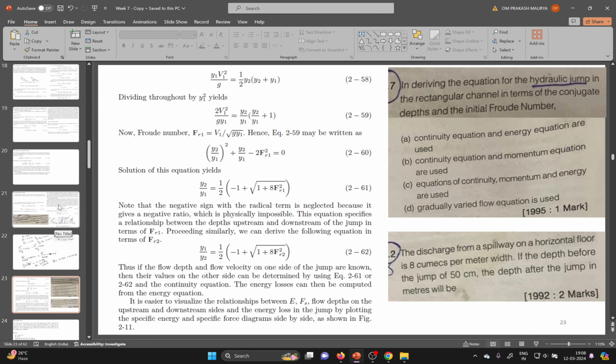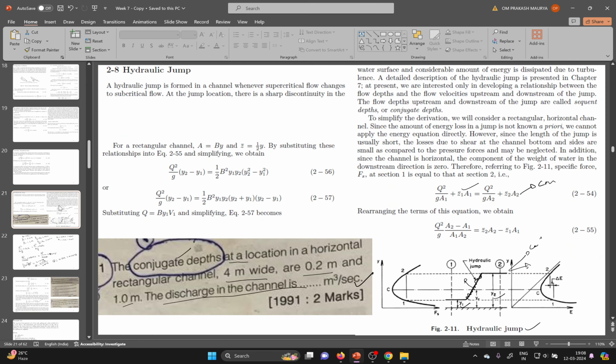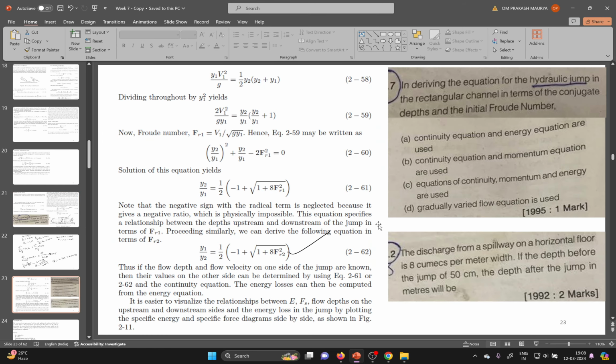Please reply with the answer. Option B, sir. Okay, you are telling option B. Yes, definitely continuity and the momentum equation, because we are talking about the hydraulic jump, and in a hydraulic jump loss of energy is there, so we never use the energy equation. Okay, yes, option B is correct for this.